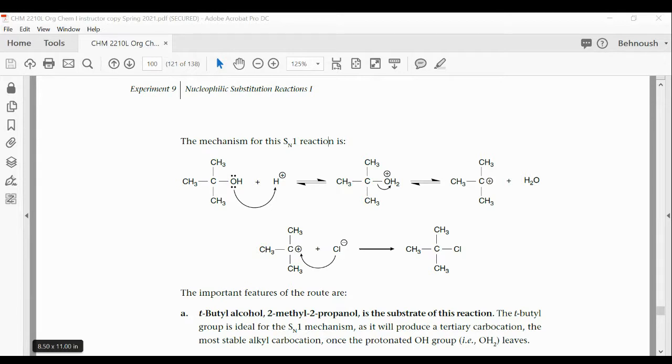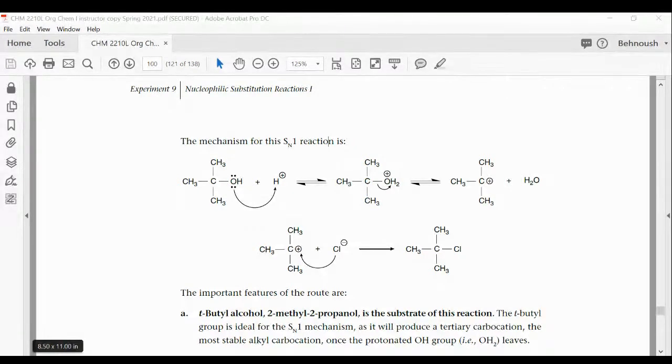And in the slow step of the reaction, there is no chloride. So that means the rate of this reaction is going to depend on the concentration of the alcohol only. So this is called an SN1 reaction. The concentration of only one of the reactants is affecting the rate of this reaction. The rate depends on the concentration of the reactant.